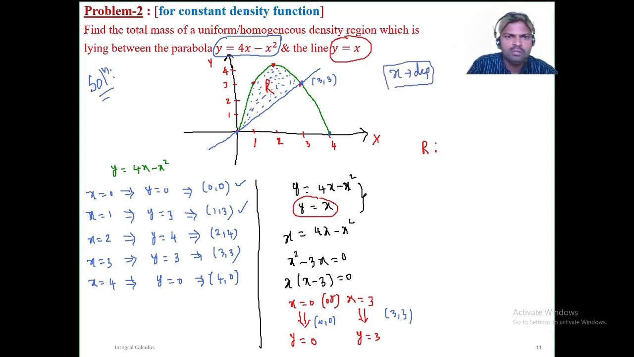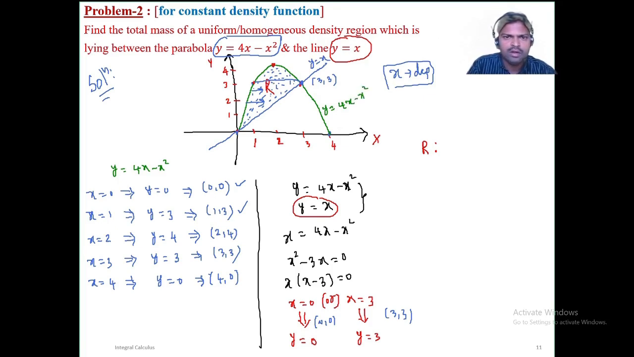Look, for the lower limit is the green one, x should vary in this direction, but up to this point, the upper bound is this line only, y is equal to x. So this is y is equal to x, and this one is y is equal to 4x minus x square.